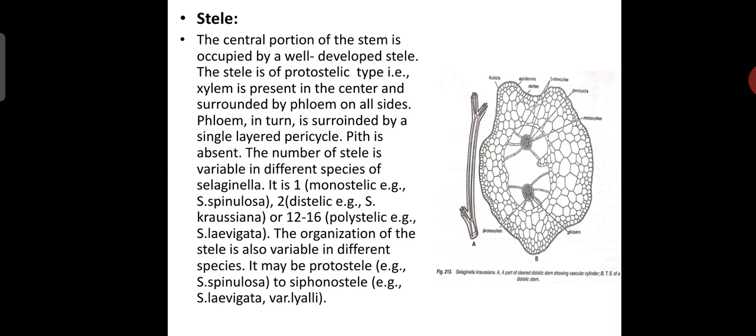That's the xylem is present in the center and surrounded by phloem on all sides. Phloem in turn is surrounded by a single layered pericycle. Pith is absent here. The number of steles is variable in different species of Selaginella. It is monostelic in some, for example, distelic or polystelic. The organization of the stele is also variable in different species. It may be protostele to siphonostele.